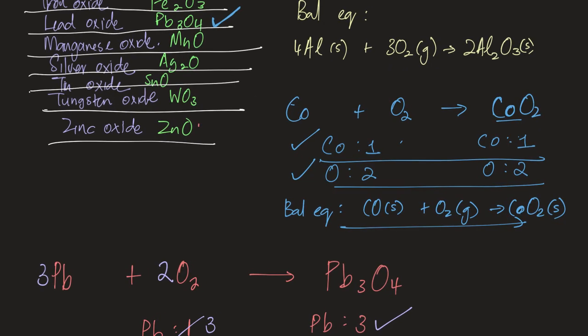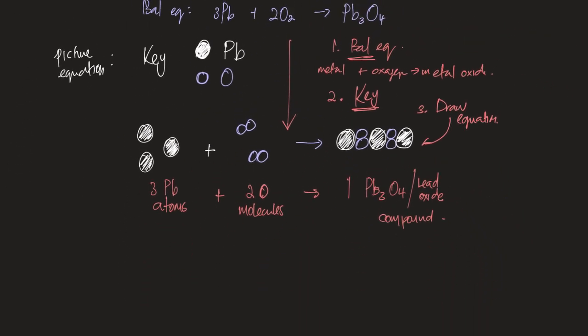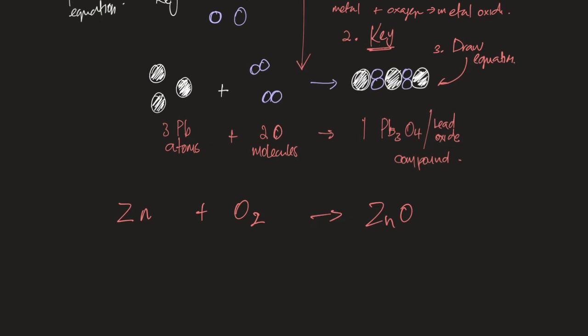I can look at one more. Let's look at zinc oxide. So I can say Zn plus O2 gives me ZnO, which doesn't balance. So I'm going to put a 2 in front here and a 2 in front here. And now I've got the balanced equation of zinc oxide. So you need to use your methods to get to the balancing.